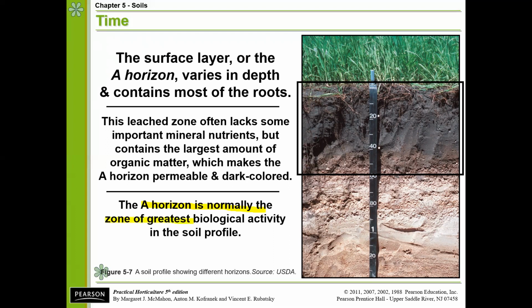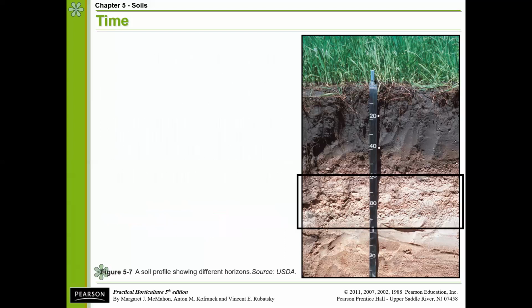Where the roots are growing, that's also where we have most of the bacteria and fungi breaking down the organic matter. That's what we're mostly concerned with, this A zone, especially when we talk about growing annual crops. Tends to be darker, tends to be better. It's what we till and plow and grow crops in. What we owe our existence to, right? A little bit of topsoil.